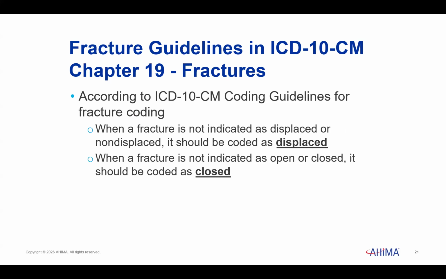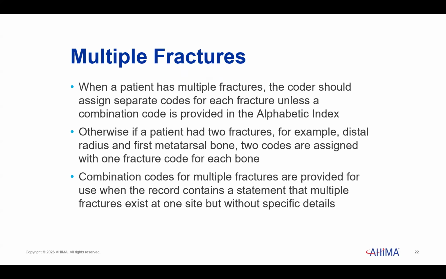And here's a good test question. If displaced versus non-displaced isn't documented, you have to code it as displaced. If open versus closed isn't documented, you code it as closed. When we have multiple fractures, we assign a separate code for each fracture unless there's a combination code in the index. Combination codes may apply when the documentation says multiple fractures at one site but lacks specific details.